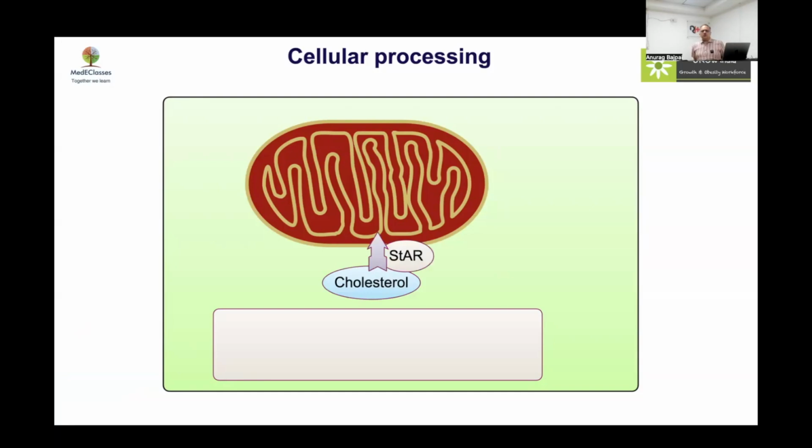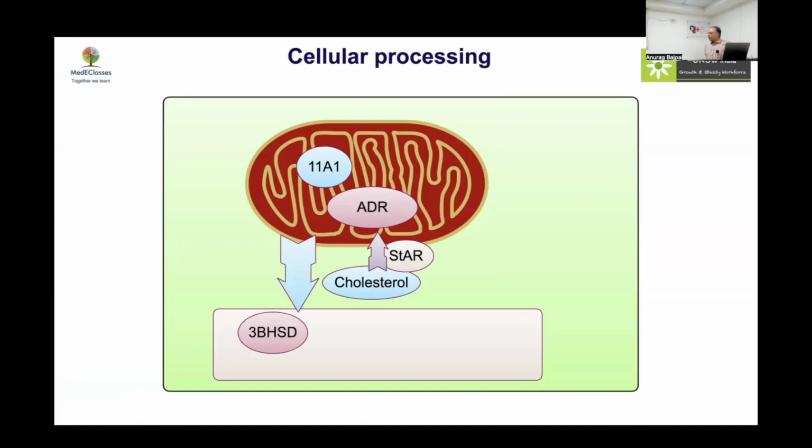I'll talk a bit about the steroidogenic acute regulatory protein, and there are multiple enzymes which are there to act upon it. You have got the 11A1 and you have got the donor, which is adrenodoxin reductase. After that, the steroid is shifted back to the endoplasmic reticulum where you have the 3 beta hydroxysteroid dehydrogenase and 21 hydroxylase activity, which is there along with 17 hydroxylase. So these major activities are happening at the level of the endoplasmic reticulum, where your major electron donor is POR.